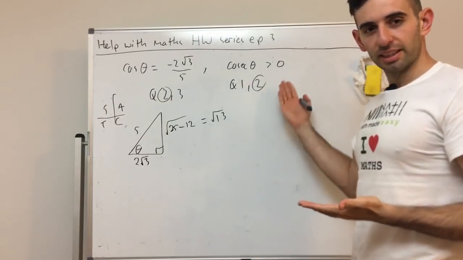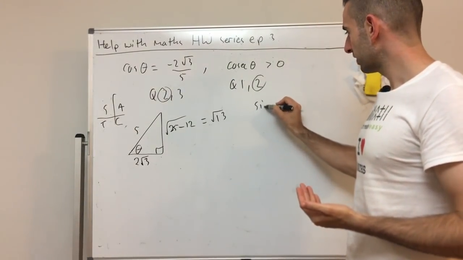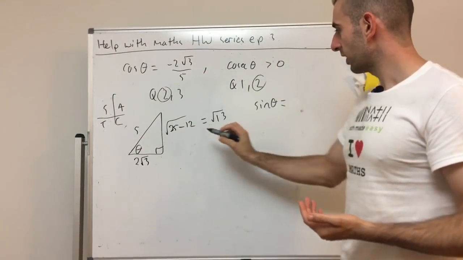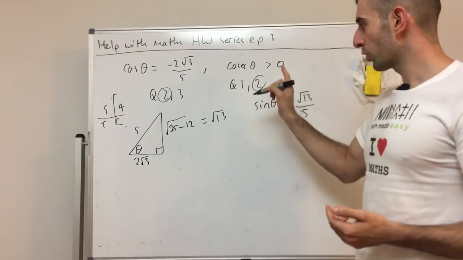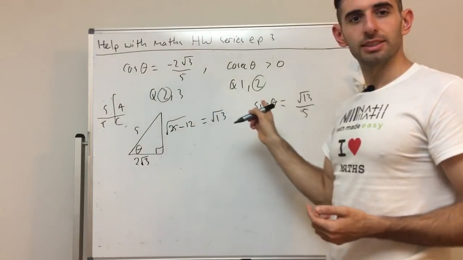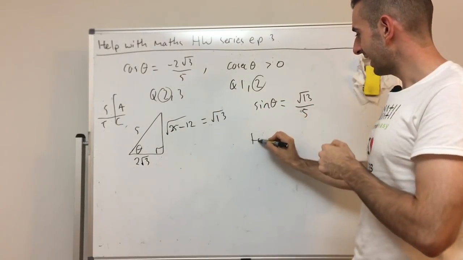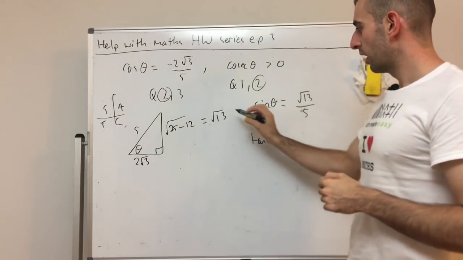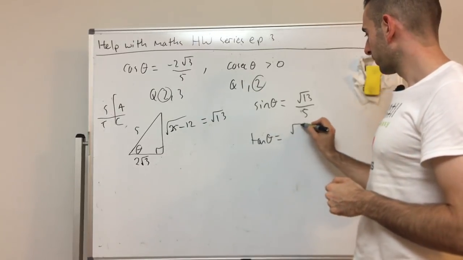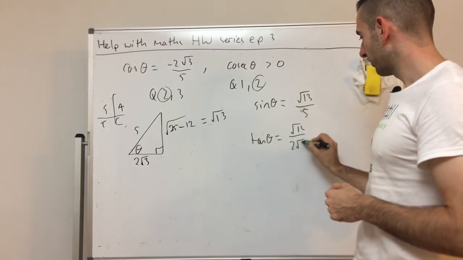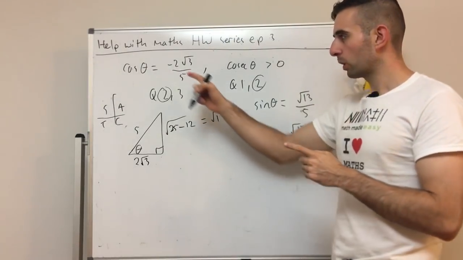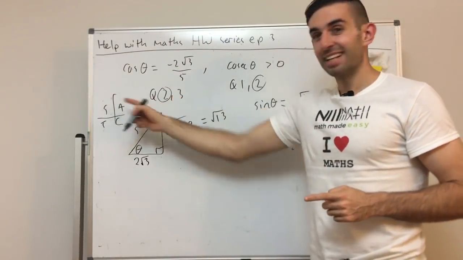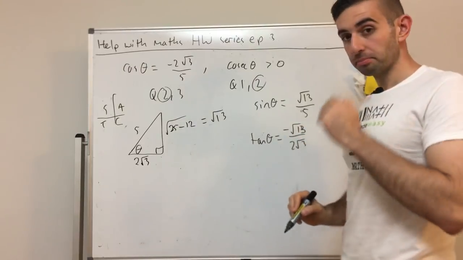So now we can just list down the other ratios. Sine theta would be root 13 over 5, and we're in quadrant 2, so sine's positive. Then we can write down tan theta. Opposite over adjacent, root 13 over 2 root 3. Now we're in quadrant 2, tan is negative, so we're going to put the negative there.